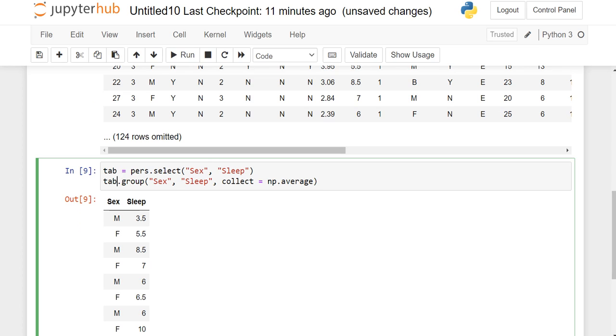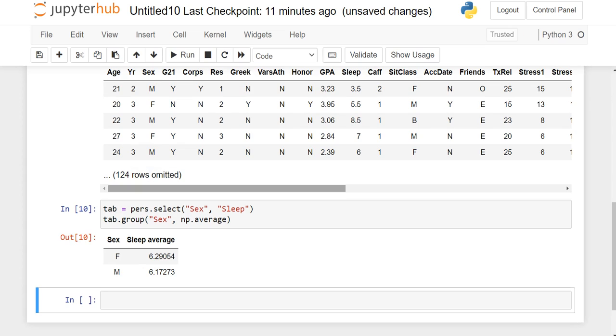I wanted to do the table dot group. It's going to group based on sex, and it's going to have this extra command in here, NP average. What's it going to do? It's going to group based on biological sex, male or female, and it's going to give me the average amount of sleep per night that the males get and that the females get. So let's take a look at that.